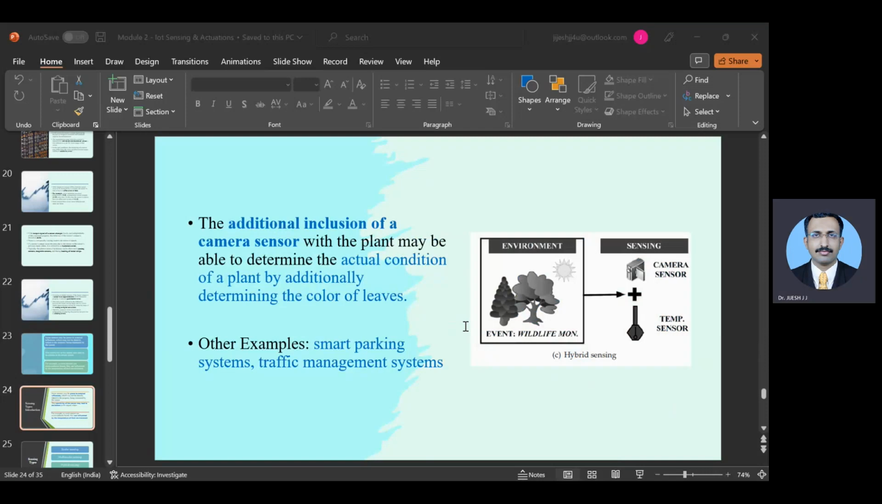Okay. So you can do a comparative analysis of many varieties of plants. If you do the analysis, you can say whether it is giving you a good crop or not. All those things can be evaluated. Okay. So it determines the actual condition of the plant.